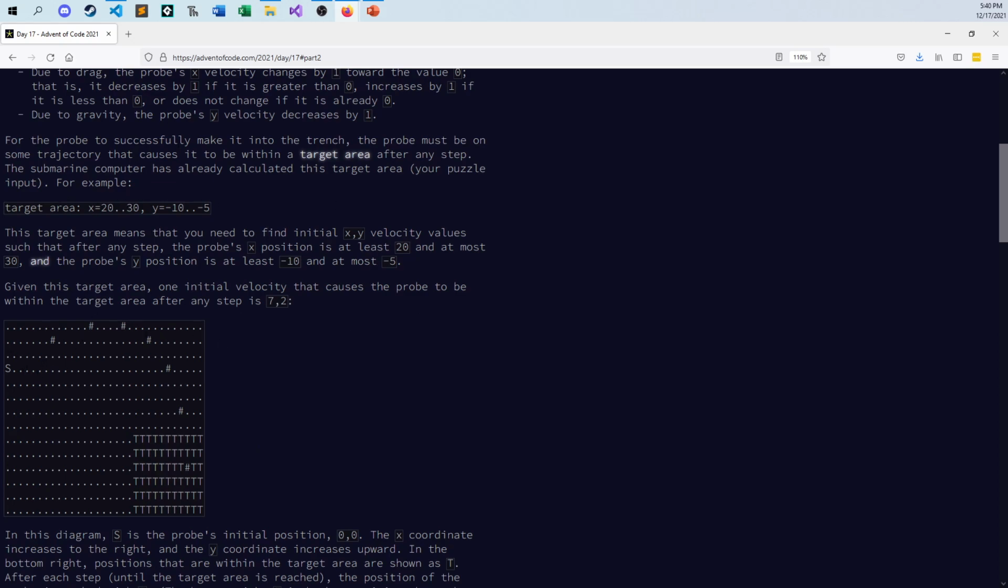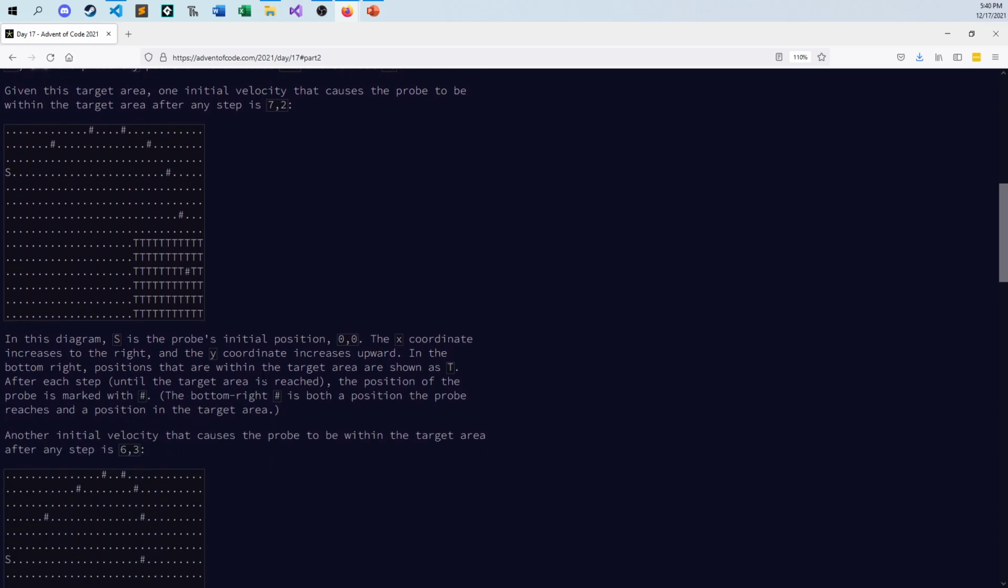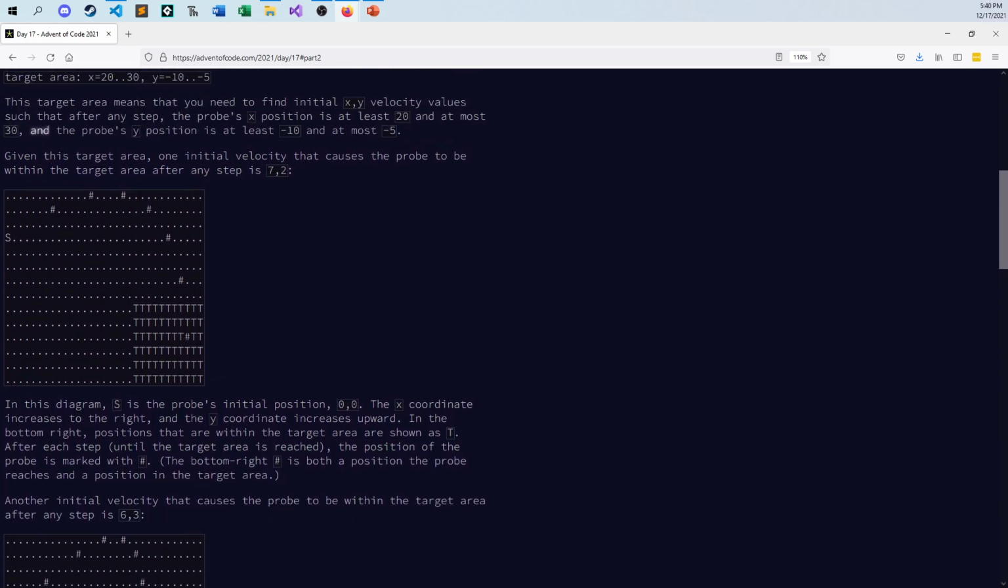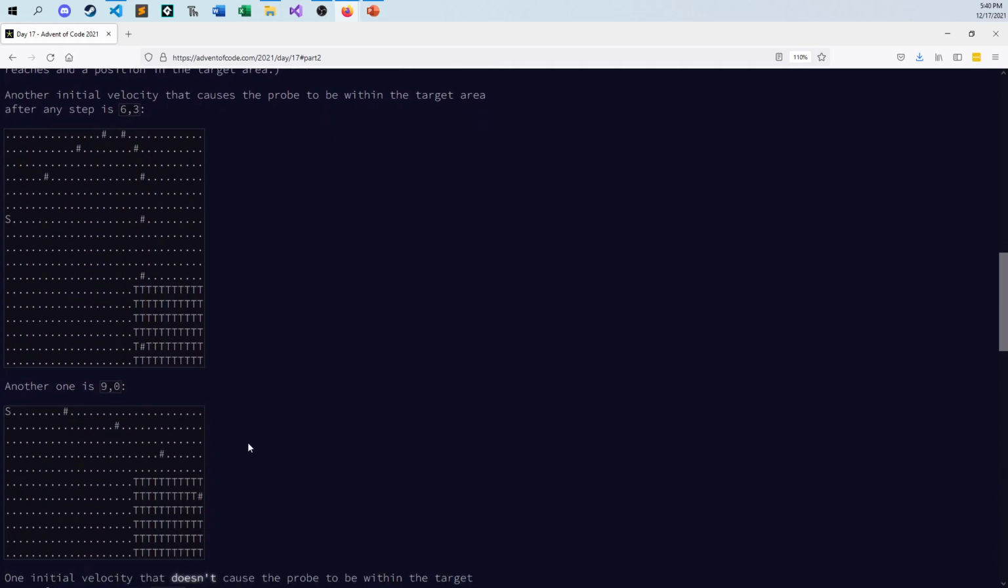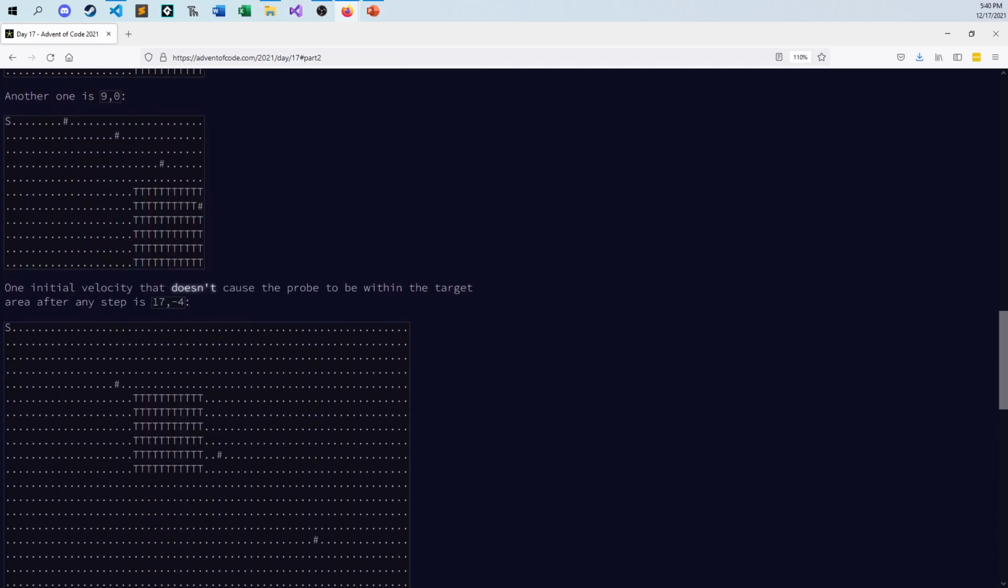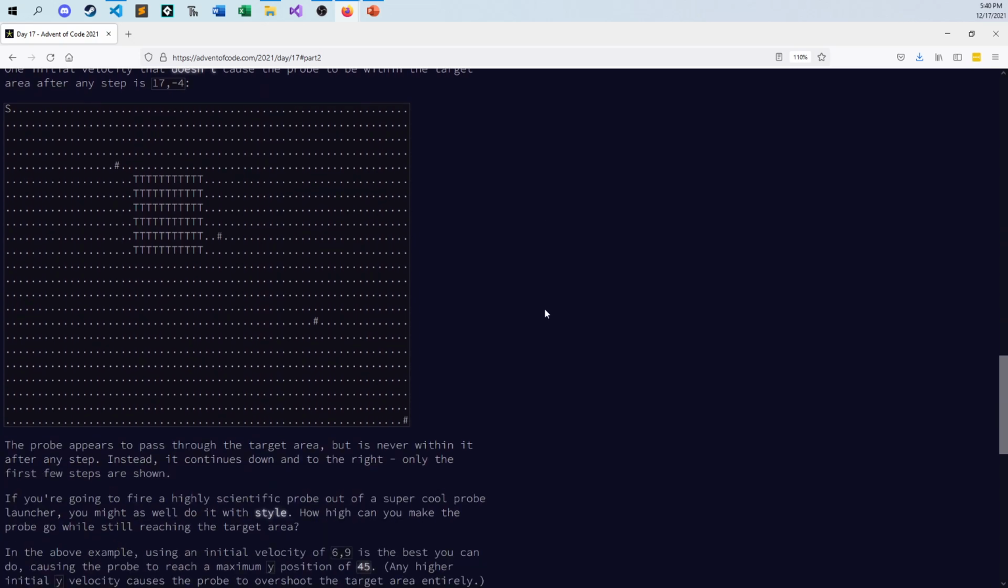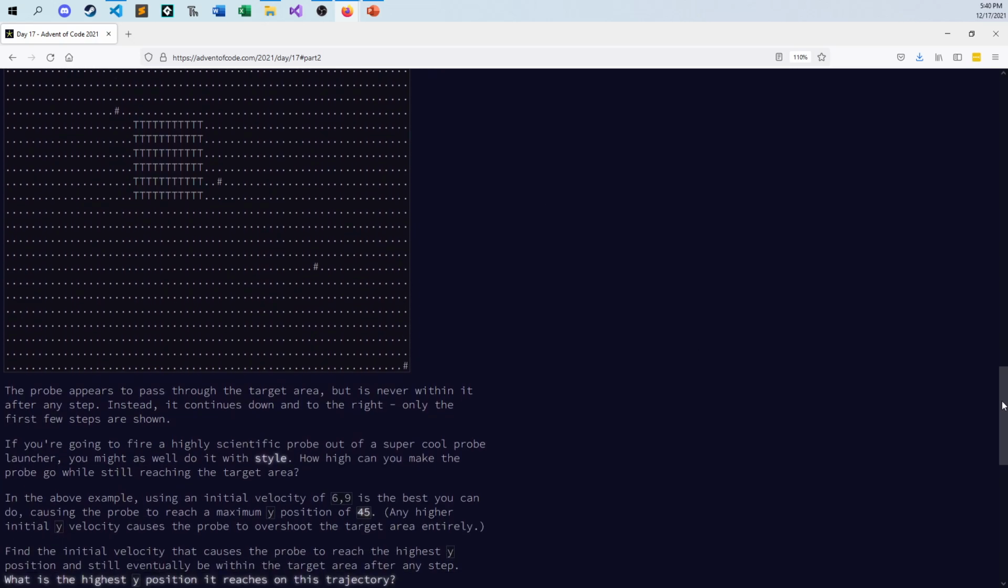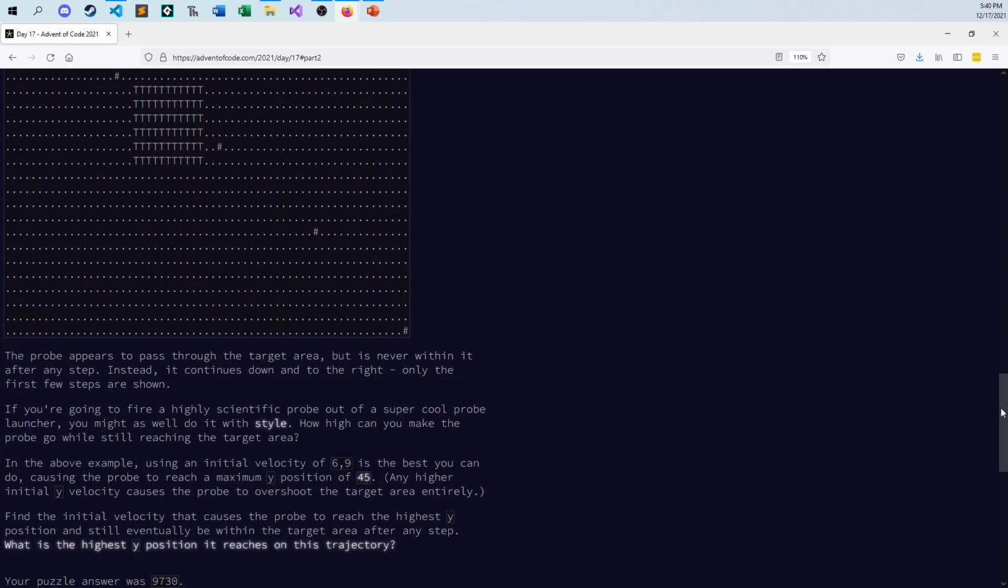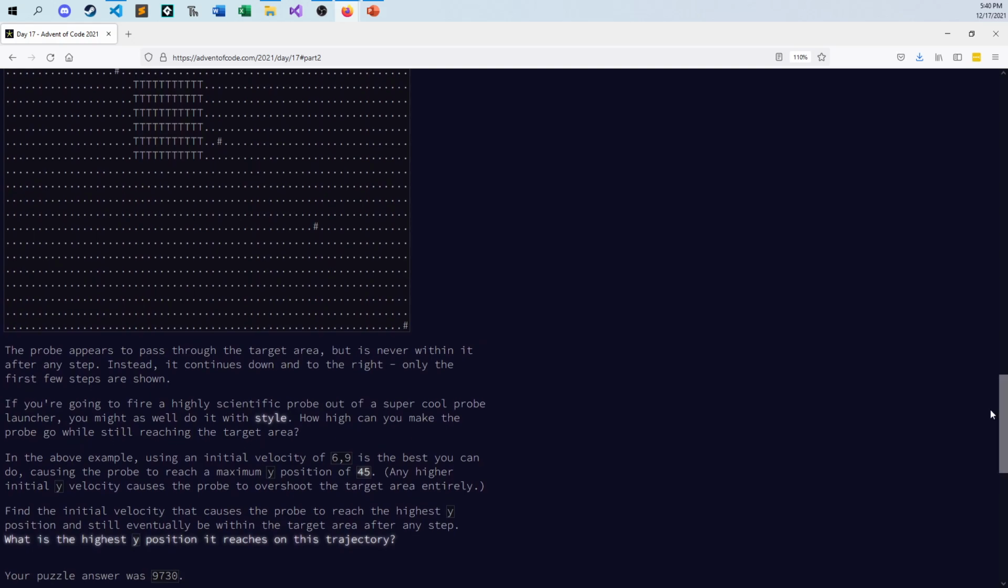It gives you this example with this target area here, and it says that given this information, 7,2 will do this, 6,3 will do this, 9,0 will do this, 17,-4 won't. And then it gives you the answer here, oops, there's my answer, 9,730. Anyway, it says 45 is the greatest height that you can reach. And so the question is, what is the code that gets this?